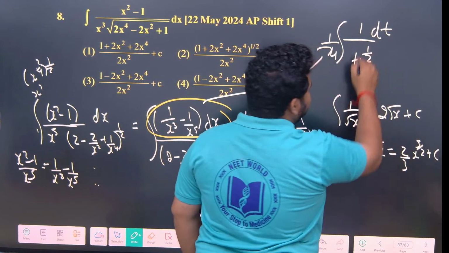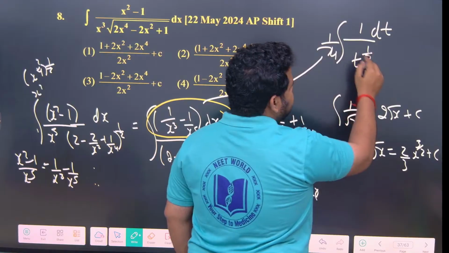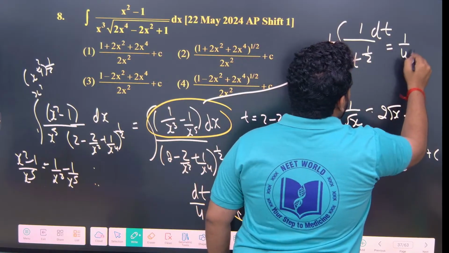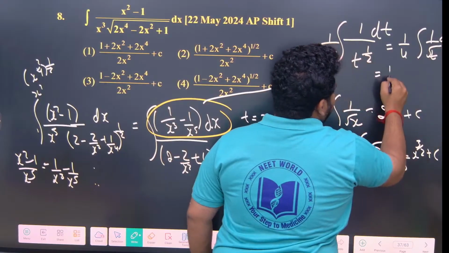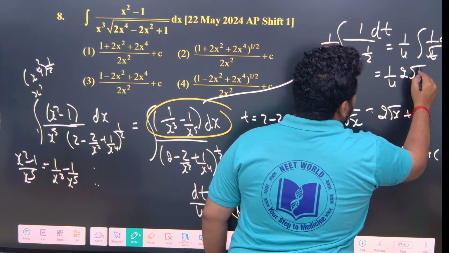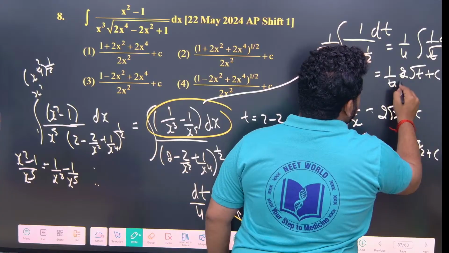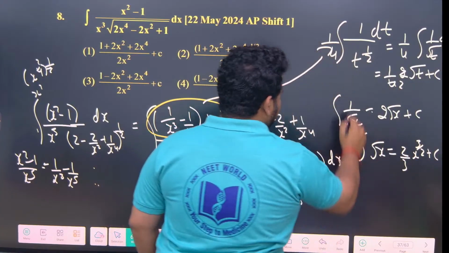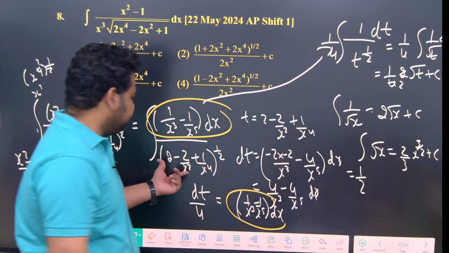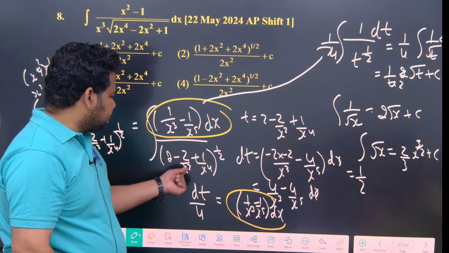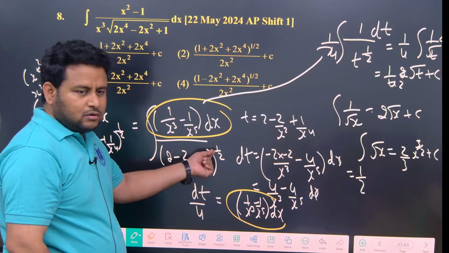Here we are having 1 by root t. So this can be written as 1 by 4 into the integral of 1 by root t dt. This can be written as 1 by 4 into 2 times root t plus c. So this will become 1 by 2 into root t, and root t is this one: 2 minus 2 by x square plus 1 by x power 4, whole square.